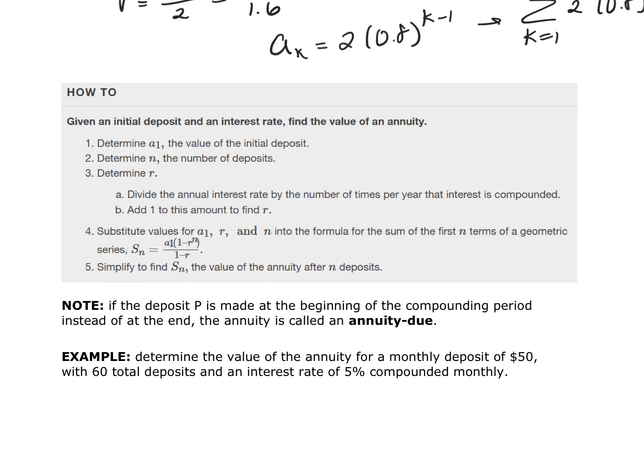The way to figure out what your R value is, you take your annual interest rate and you divide it by the number of times it's compounded. Now, my first example was compounded each month, so I'd be dividing by 12. If it is weekly, then I take my interest rate and I would divide by 52. So my R is based on how many times it's compounded.